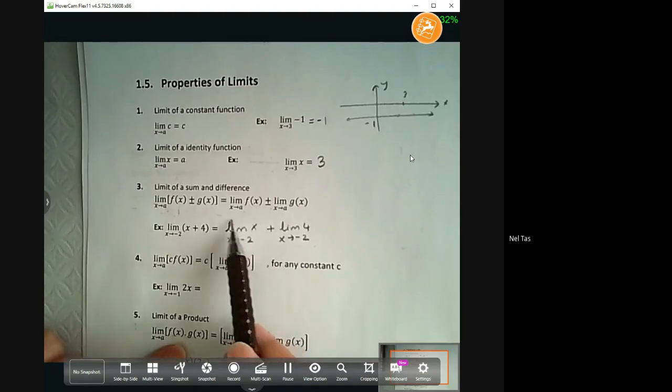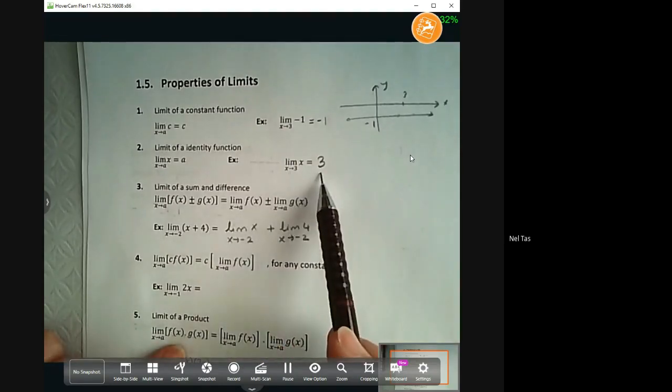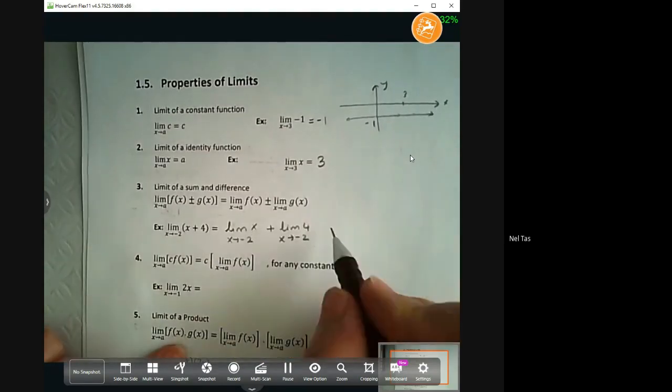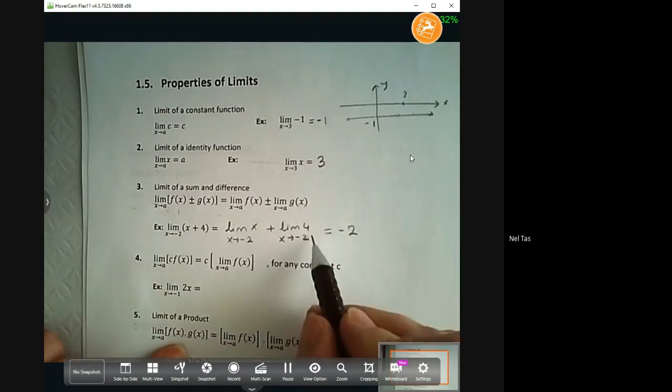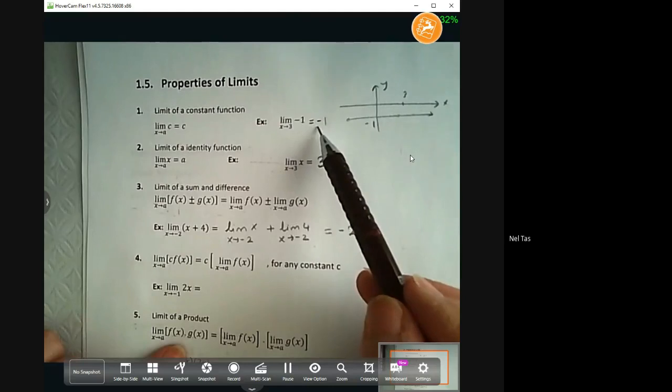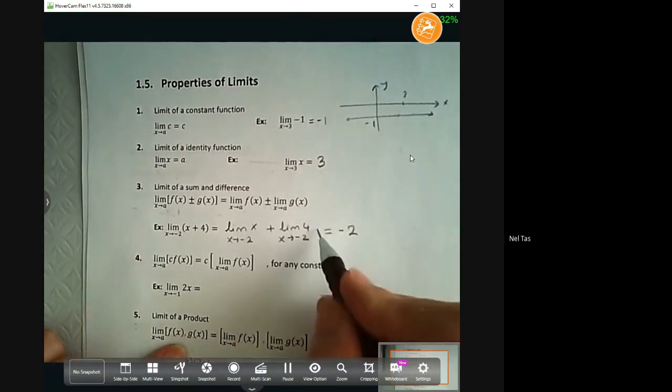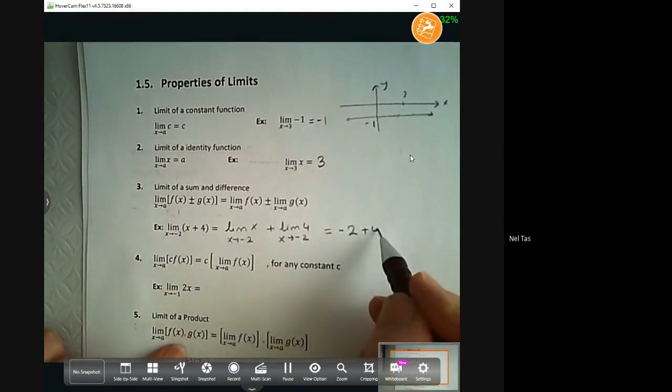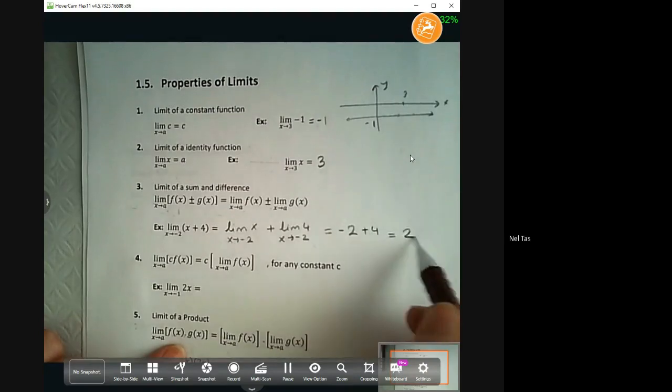So you already know how to do this from number 2, right? That will give you -2. And this part, limit of 4 as x approaches -2, that is number 1. So that is just 4. So you get 2 as an answer.